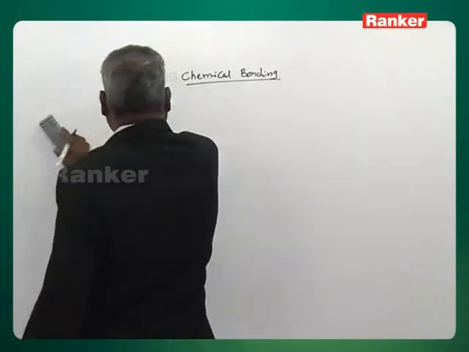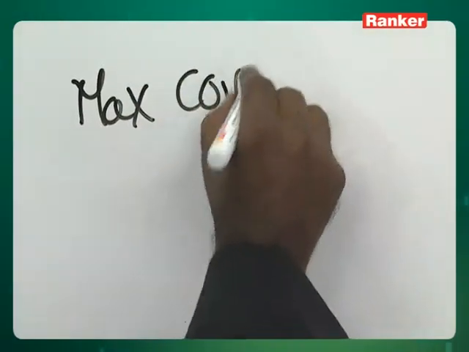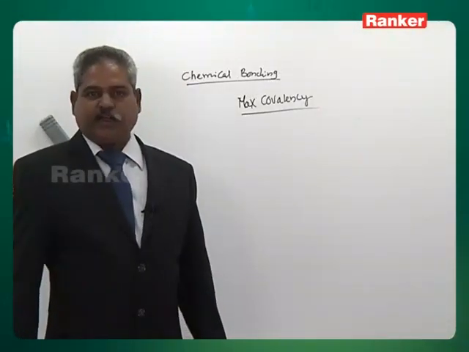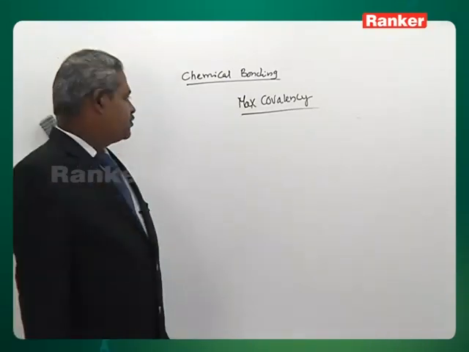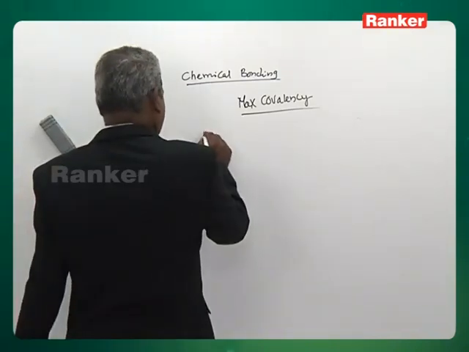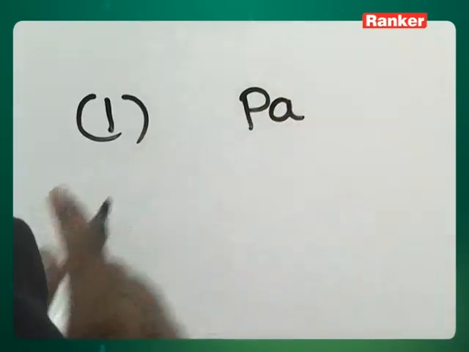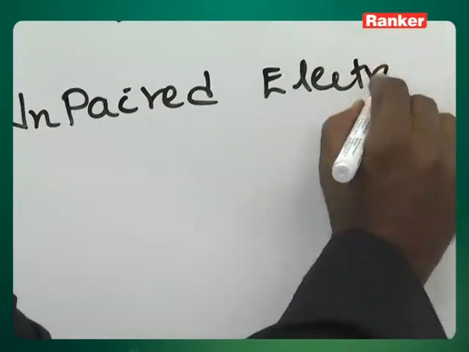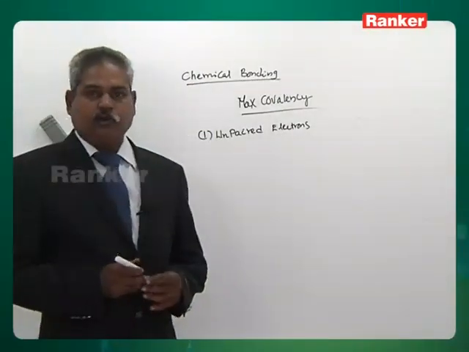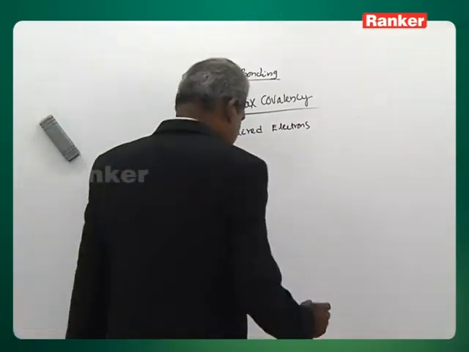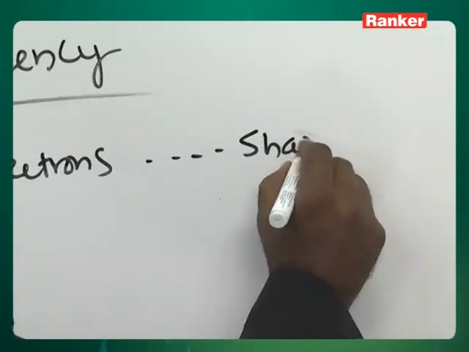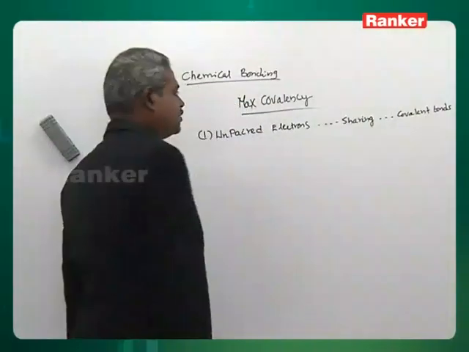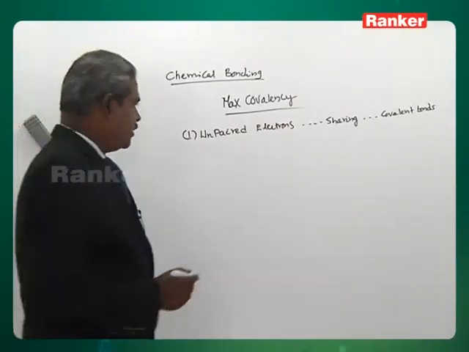So, how to find the maximum covalency? What is the maximum covalency of nitrogen? What is the maximum covalency of phosphorus? Whenever such a question arises, how to find that? First of all, unpaired electrons. Suppose there are unpaired electrons in the electronic configuration. When you write the electronic configuration, if you come across unpaired electrons, unpaired electrons are used in sharing and covalent bonds are formed.